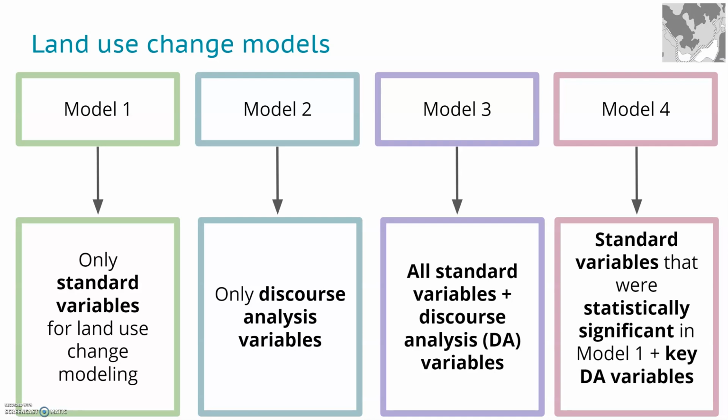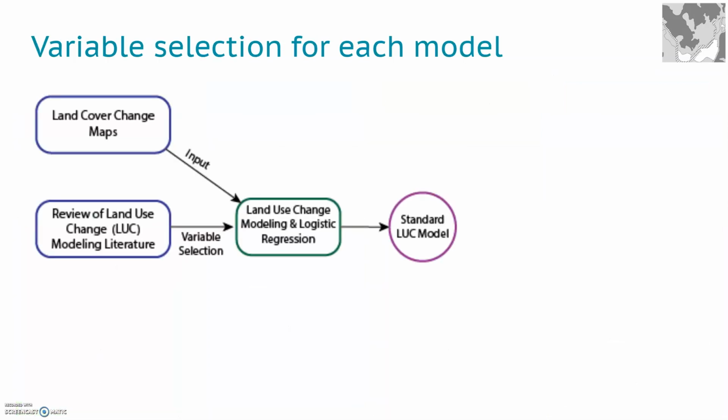Model 1 uses standard variables for land use change modeling. Model 2 is just discourse analysis variables. Model 3 brings in all those variables from Model 1 and Model 2, so kind of a kitchen sink approach. And then Model 4 is standard variables that were statistically significant in Model 1, plus the discourse analysis variables that we identified as being key through our qualitative analysis.